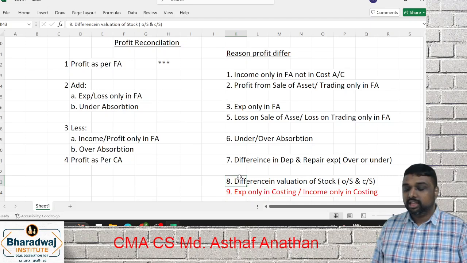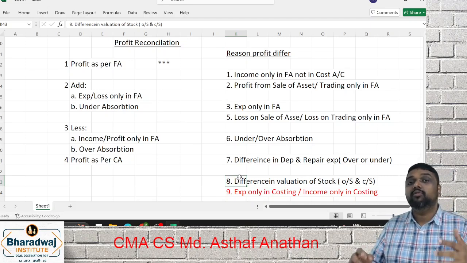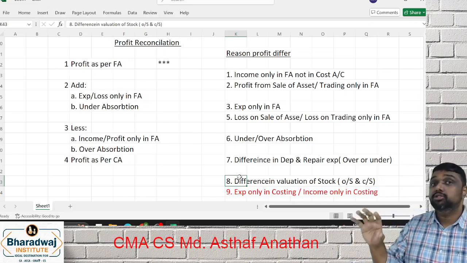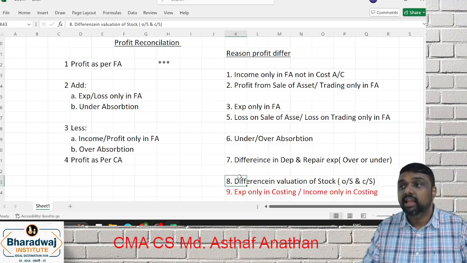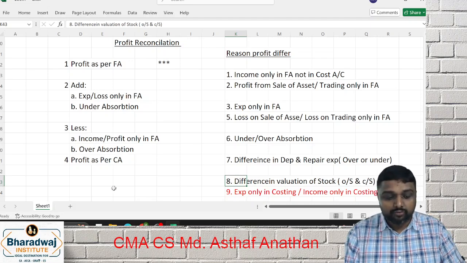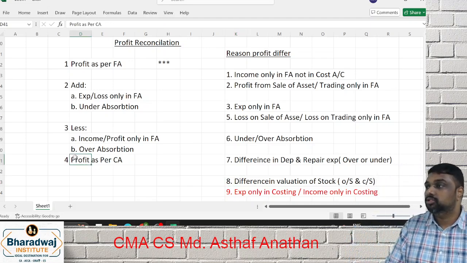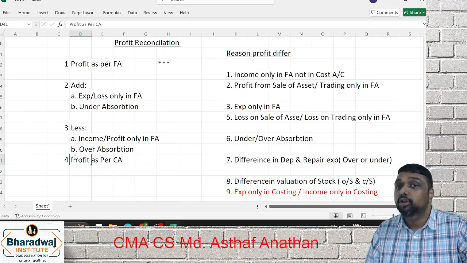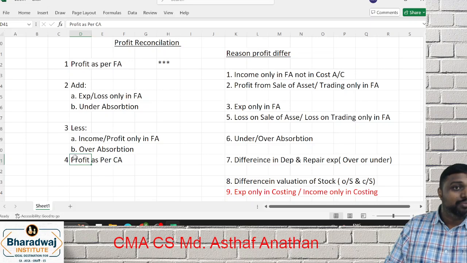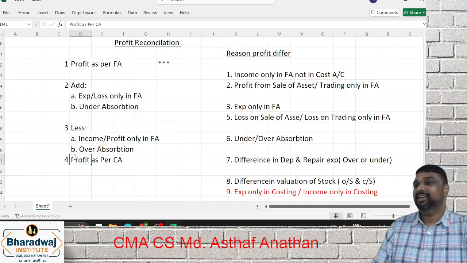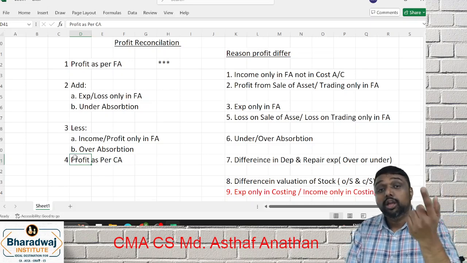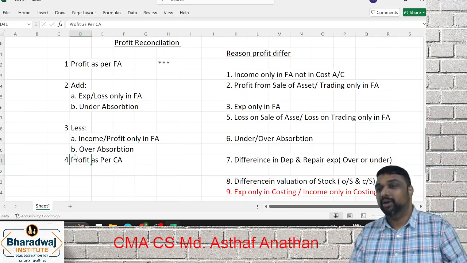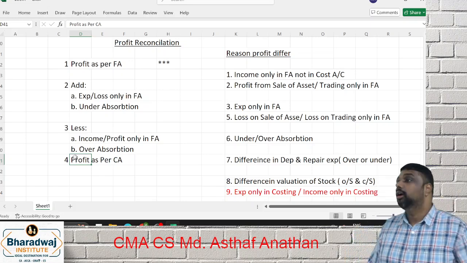Now, last one: difference in stock. I have told you we don't need to write this in the format; I don't know whether you wrote it in the format. It's very easy. If closing stock is overvalued, profit will increase. So if costing closing stock is overvalued, you have to add. If financial closing stock is overvalued, you have to reduce. The reason is financial profit will be more, and costing profit is less. But if opening stock is overvalued, profit will reduce. That is the only point. So any item you will be able to cover.